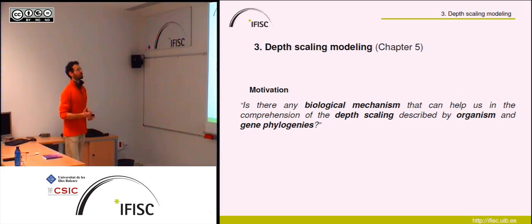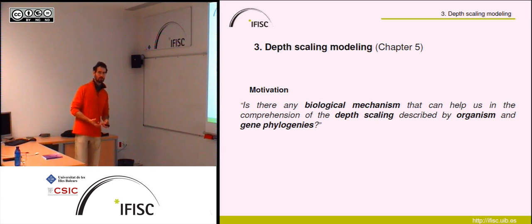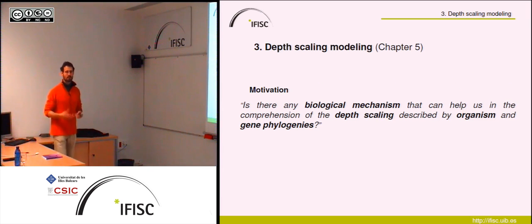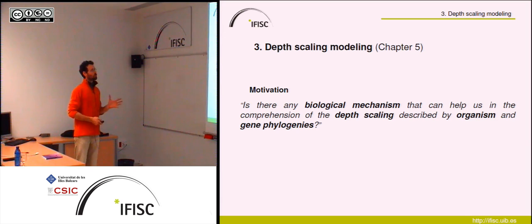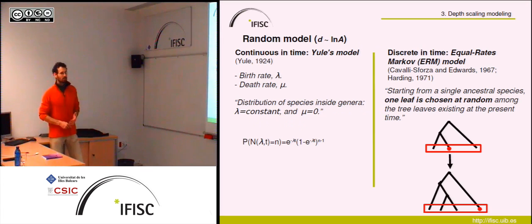Now, with the aim of finding a biological explanation for this universal scaling that we obtained for the organism and protein phylogenetic trees, we propose here a model which depicts a depth scaling similar to the one depicted by organism and gene phylogenies.